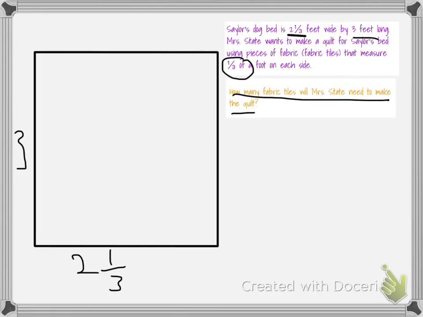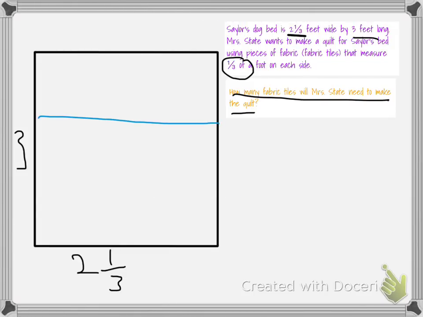Okay, right now our quilt, our dog bed, is more than 1 foot long and more than 1 foot wide, which means we need to break this first into 1 foot pieces. So I'm going to use a different color. I'm going to use blue. I'm going to break it into 1 foot pieces.